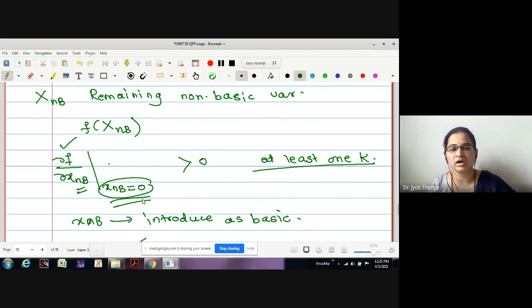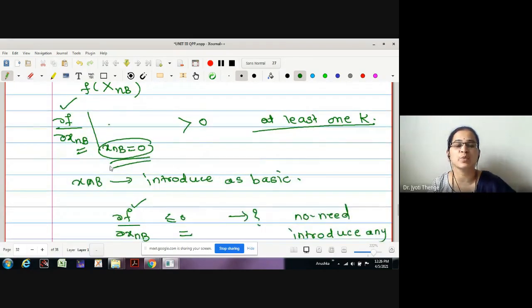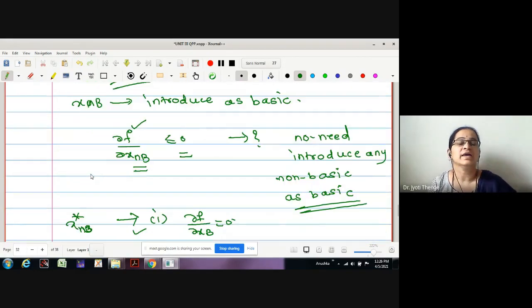the value at all x_nb equal to 0. Why x_nb equals 0? Understood, no? Because the value of a non-basic variable is always 0. The value of a basic variable is non-negative, right? Therefore, if it gives at least one variable for which the value is greater than 0, it means an increment in this non-basic variable will give an increment in the function. If ∂f/∂x_nb is less than or equal to 0 for all the variables, then no need to introduce these non-basic variables as basic.